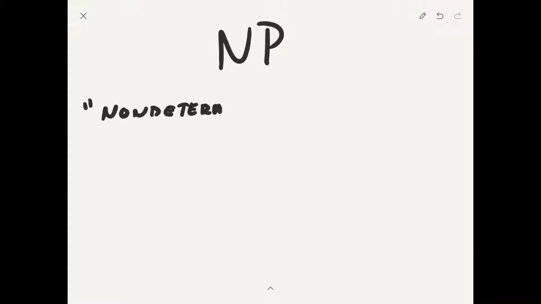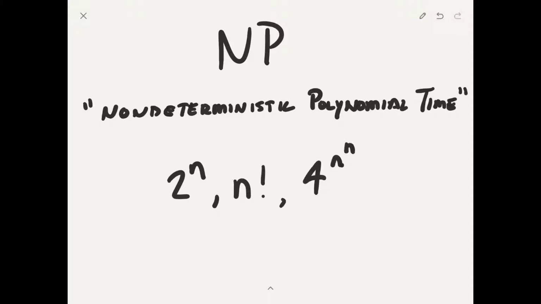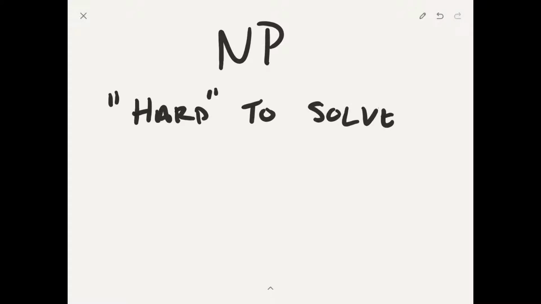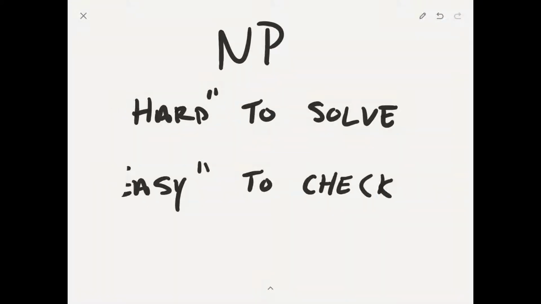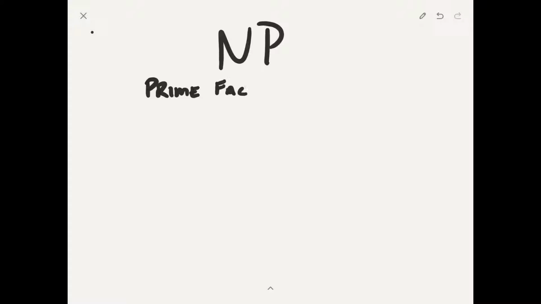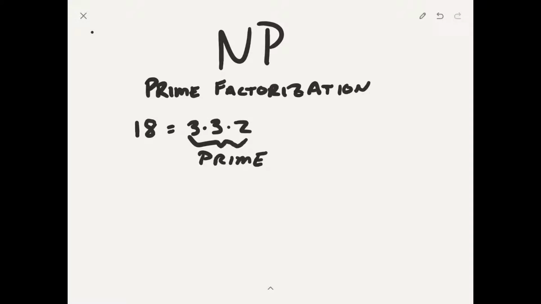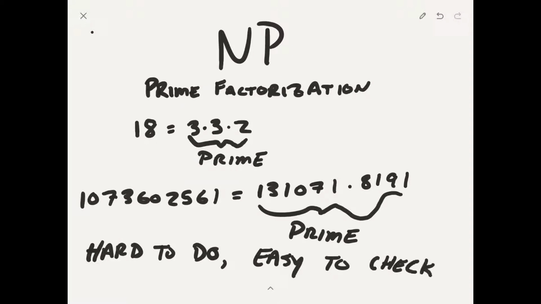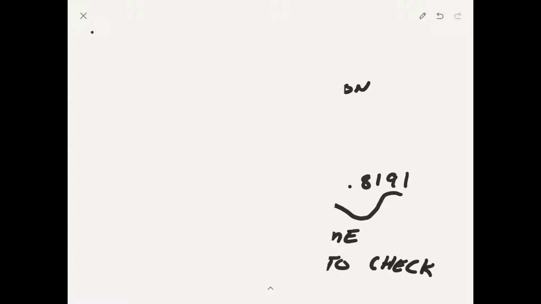NP represents problems which cannot be solved in polynomial time, but can instead be verified in polynomial time. What this means is, given a list of solutions, the correct solution can be found relatively quickly. NP is hard to solve, but easy to check. One example of an NP problem is prime factorization, where a small number is easy to factorize, but a large number is harder to factorize. However, given the factors, it is easy to check if they are correct.